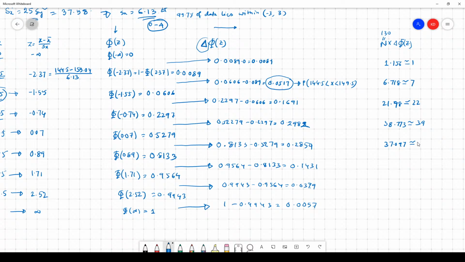37097, which is approximately 37, 18.603, which is approximately 18, 4.909, that is approximately 5, and 0.763 is approximately 1.